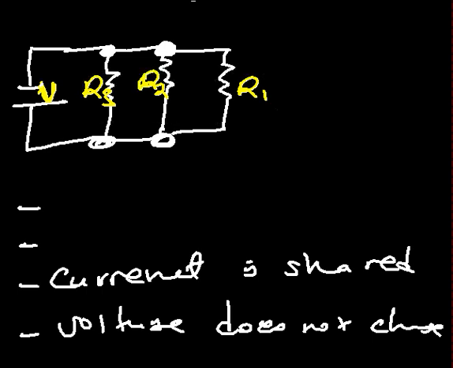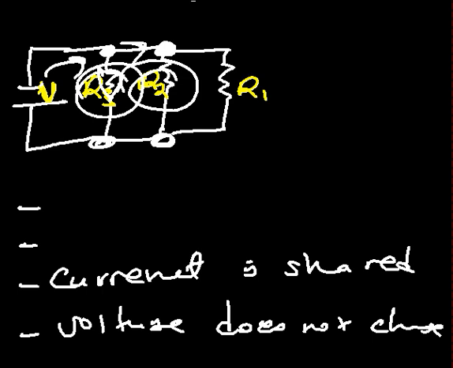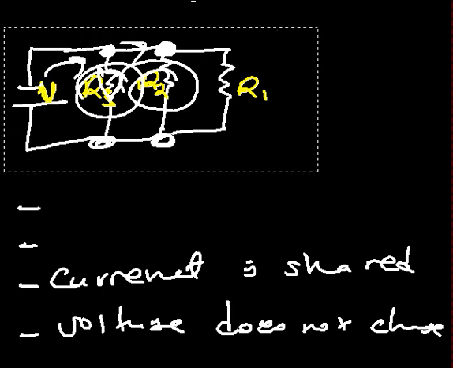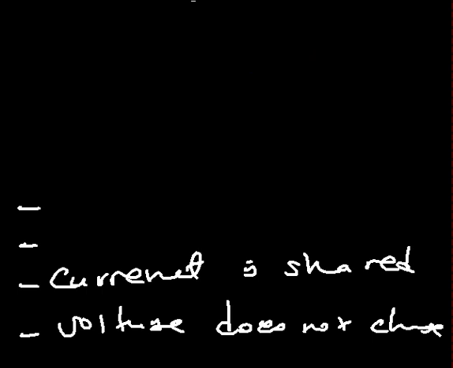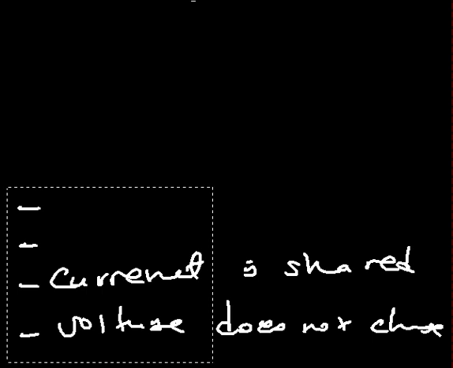For instance, let's say this is the current from the battery. It is going towards this direction. At this point the current will be shared. Some will flow in this direction, and some will flow in this direction. So the current has been shared, which means the current that flows at this point won't be the same at this point. That's how you have to understand the parallel circuit with respect to the current flow. So the current is shared, but the voltage does not change. Take note of that.